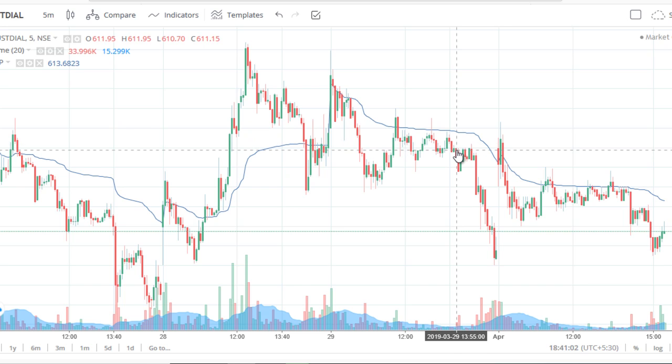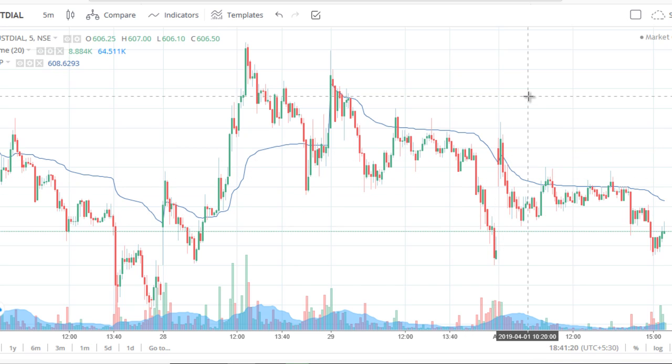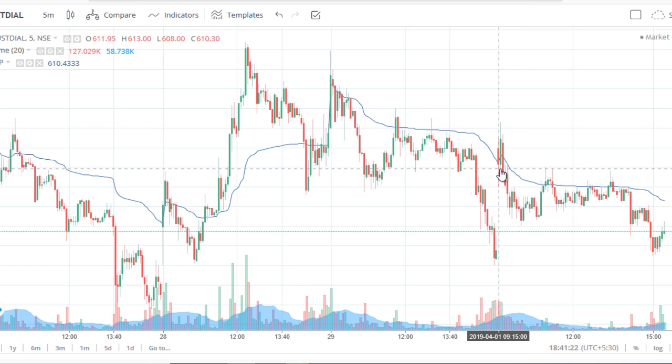So I have shorted this stock at 610 rupees, at this particular region. There are many reasons why I took this trade. This opened gap up, and the gap is not moving away. This is not a runaway gap.